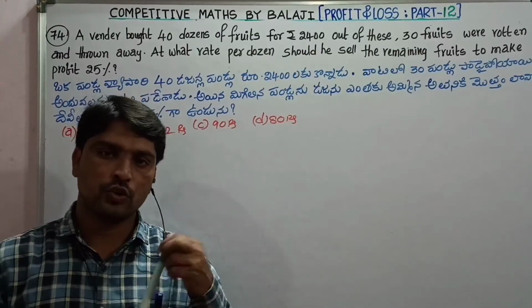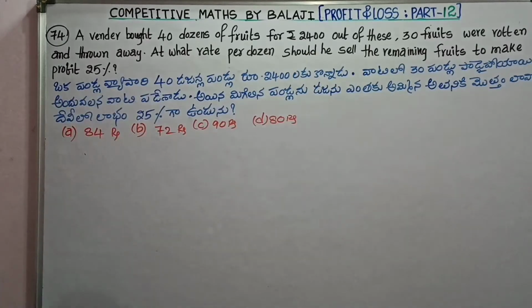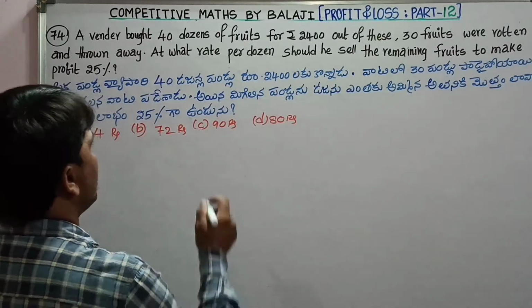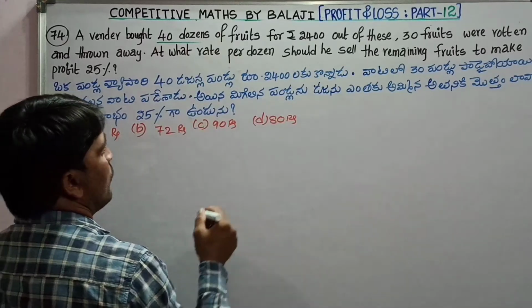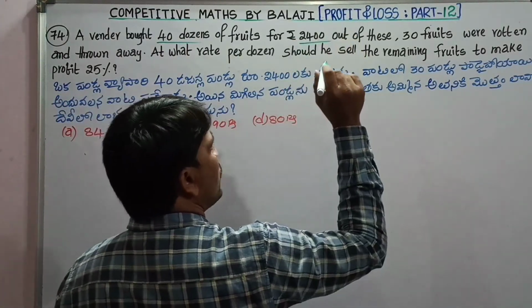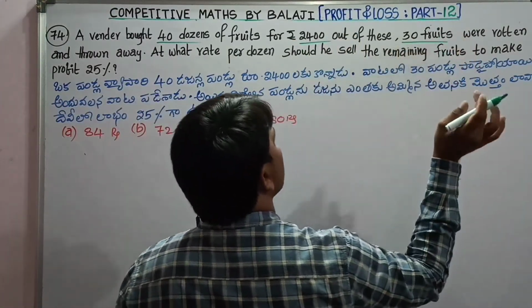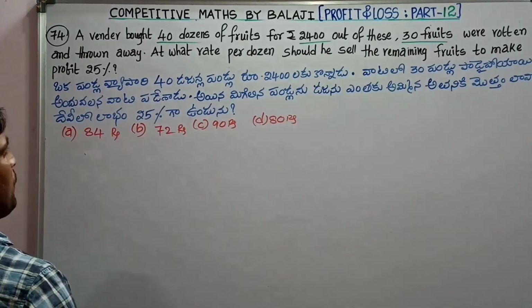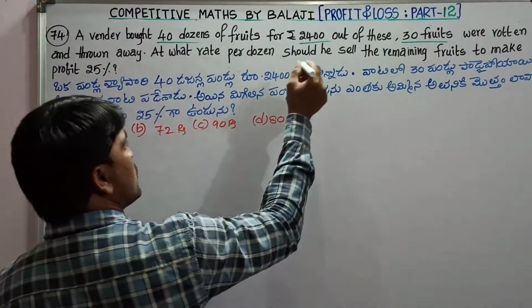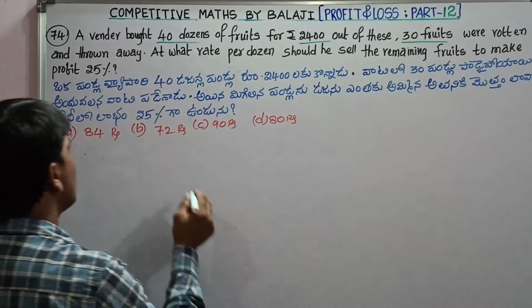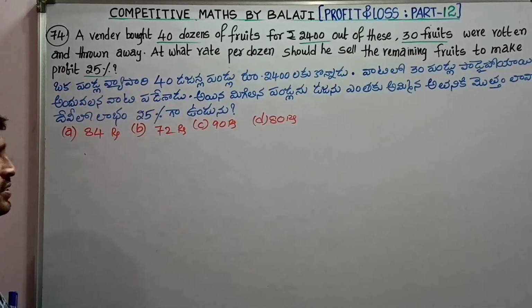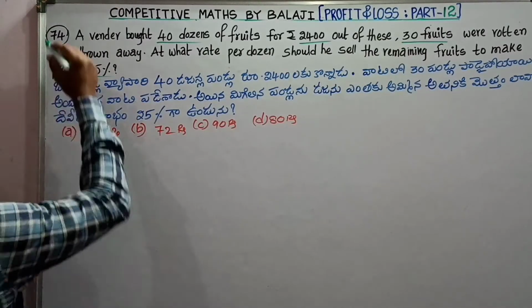Okay. Next question, 74. A vendor bought 40 dozens of fruits for rupees 2400. Out of these, 30 fruits were rotten and thrown away. At what rate per dozen should he sell the remaining fruits to make a profit of 25%? Yes. Most important.